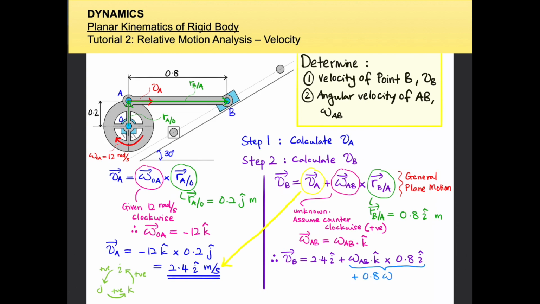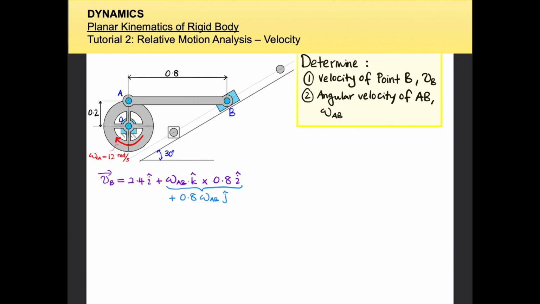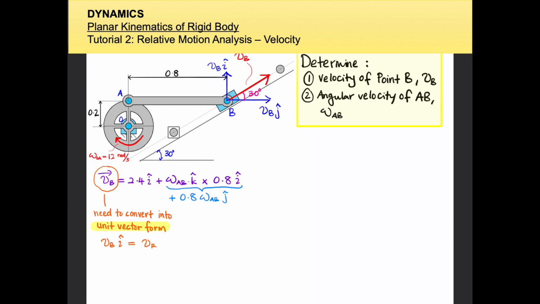We know that K cross I is positive J. Remember that all variables have to be converted into unit vector form. Since VB is moving at an angle, it will have both I and J components. Use the given angle of 30 degrees to get the I and J components of VB.